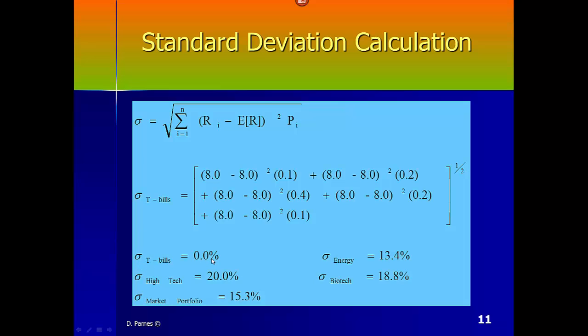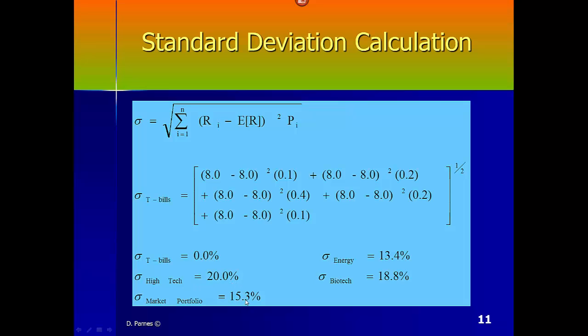We already saw that. The distribution of returns for treasury bills looks like a straight vertical line. It doesn't move neither to the left nor to the right. It means 0 variance, 0 standard deviation. Remember that both variance and standard deviation measure the dispersion of the distribution, how widespread the distribution is. And when you have a distribution that looks like a vertical straight line, there is 0 dispersion, 0 standard deviation, 0 variance. You can repeat the same calculations and find out that the standard deviation of high-tech is 20%.